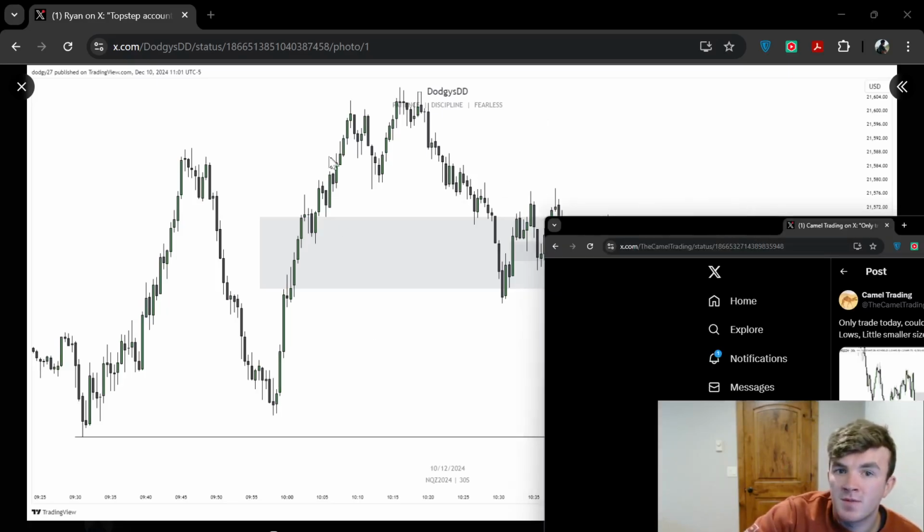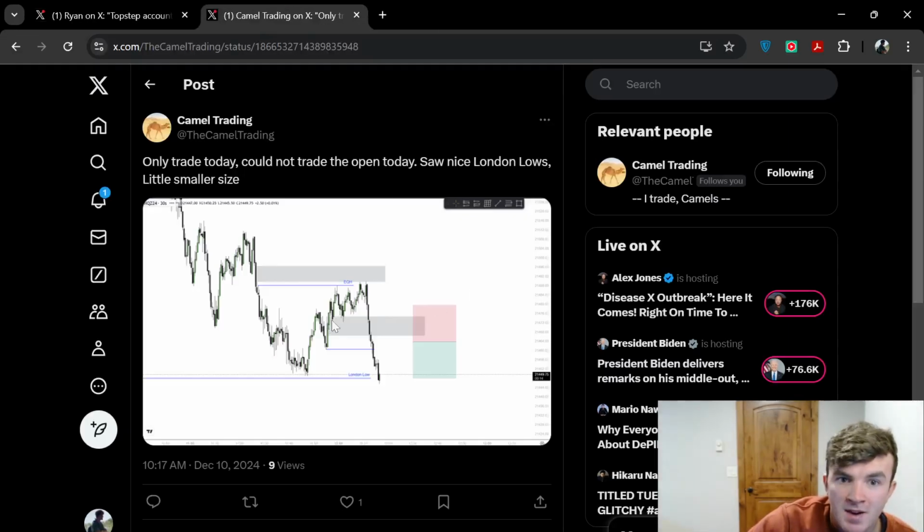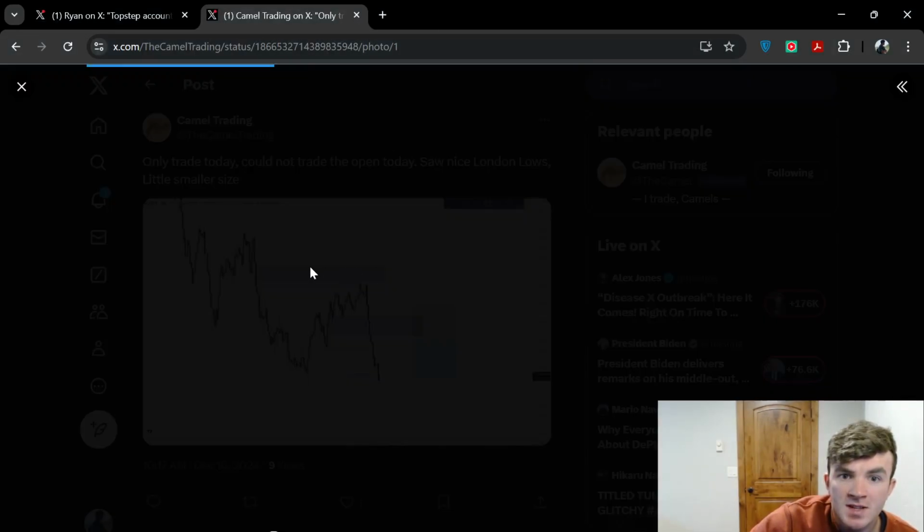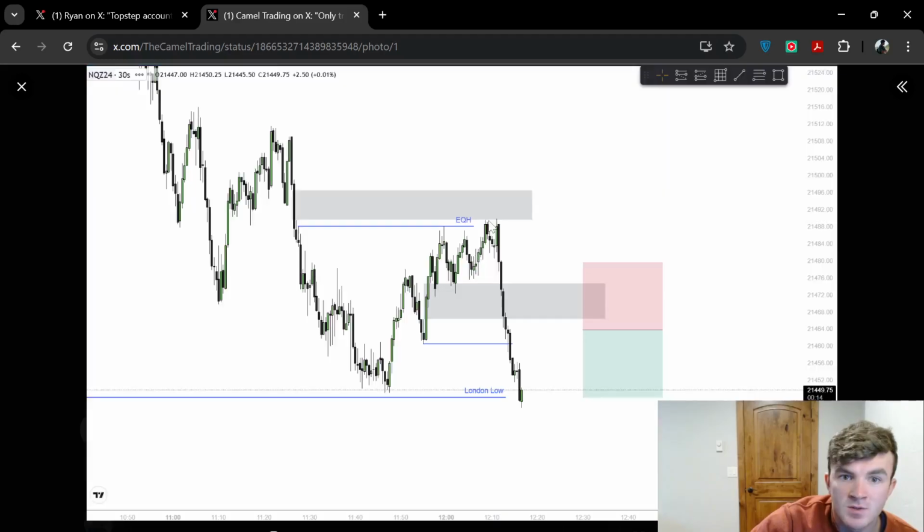And then you have one from Camel Trades here. You notice a pattern here. Once you get a nice sweep of equal highs into a fair value gap, close below, we delivered a London's low. And so I've got a lot to learn here because I need to learn to take more trades like this. Sometimes I forget that I can take trades like this, but sometimes it's hard to remember as well.